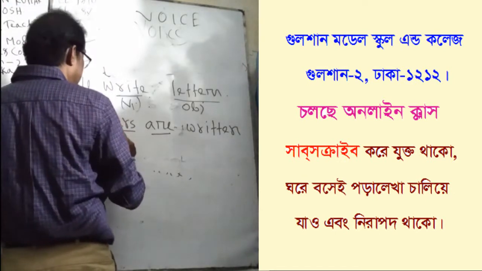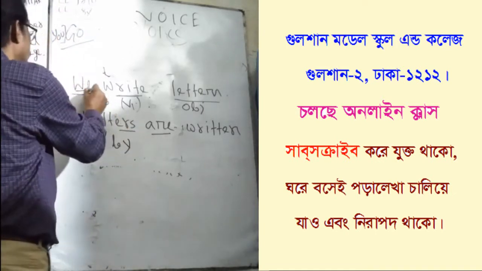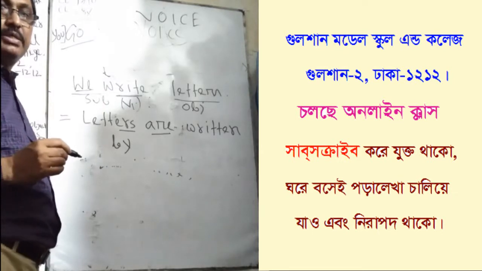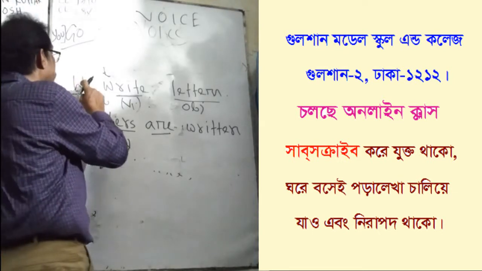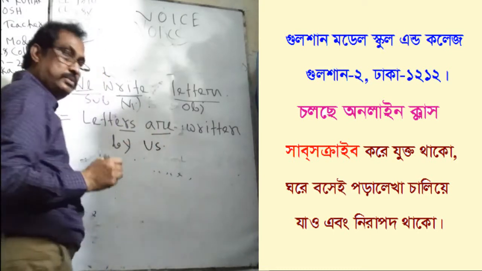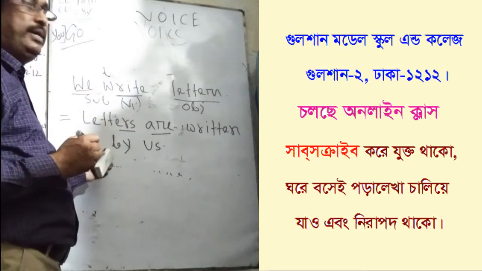Written, and there will be the preposition by, and your subject we. This is the subject. It will be changed into an object. The object form of we will be us. So, letters are written by us.